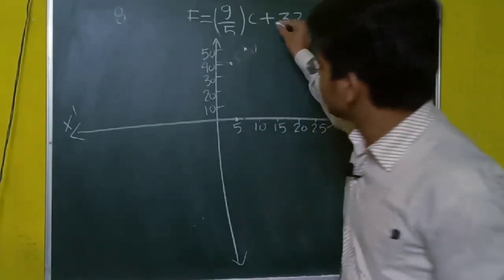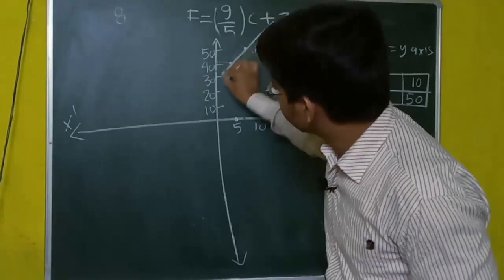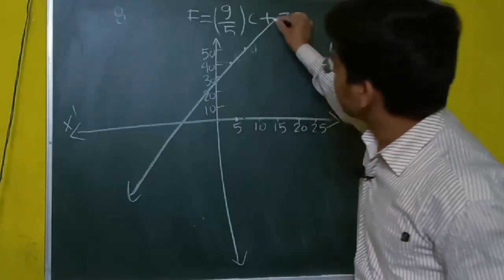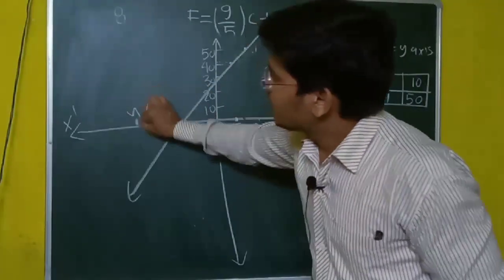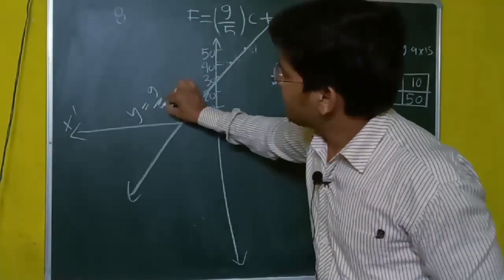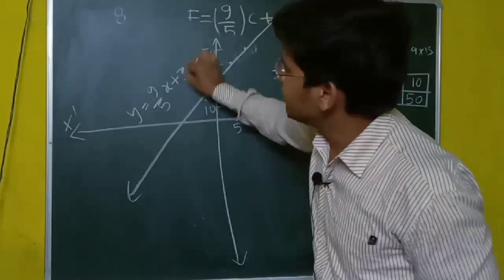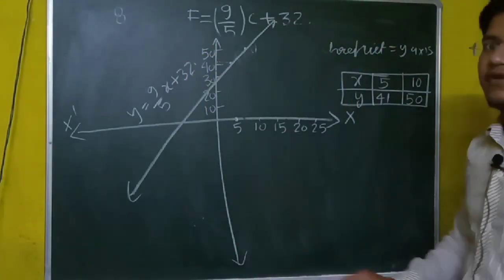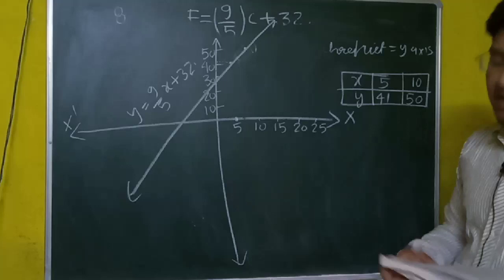If we join these two points, this is the graph of the equation y equals 9 upon 5 x plus 32. This is the graph of the situation which has been given to us.